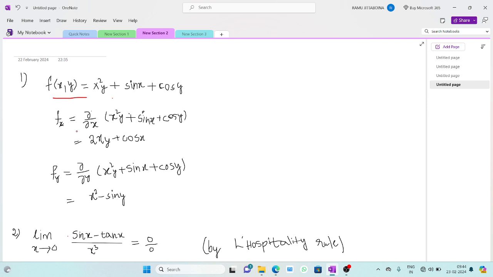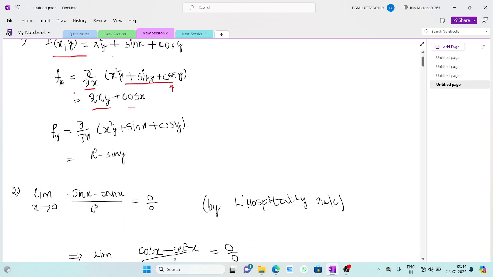So f_x goes to ∂/∂x of x square y plus sin x plus cos y. I just differentiate partially the given function. So I get x square as 2x if I differentiate partially, and sin x as cos x, and there are no x terms present in cos y, so cos y goes to 0. I get f_x equal to 2xy plus cos x.